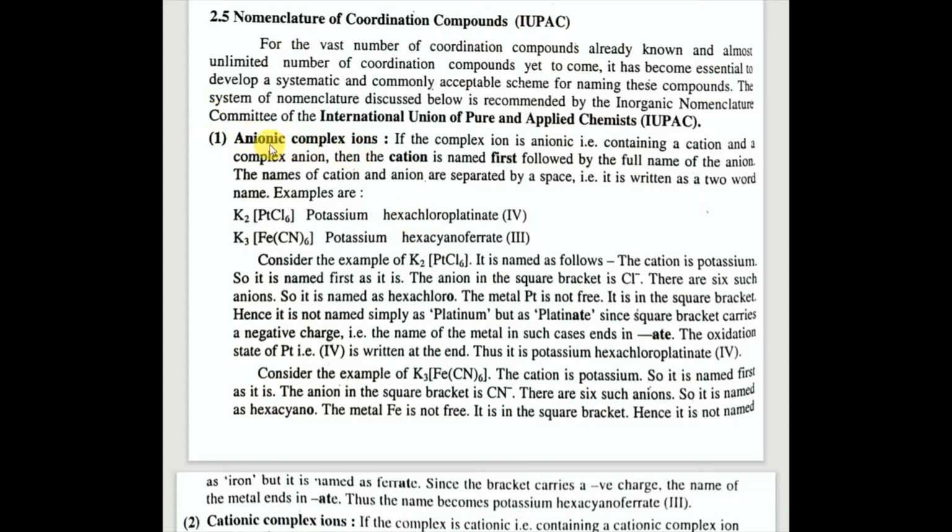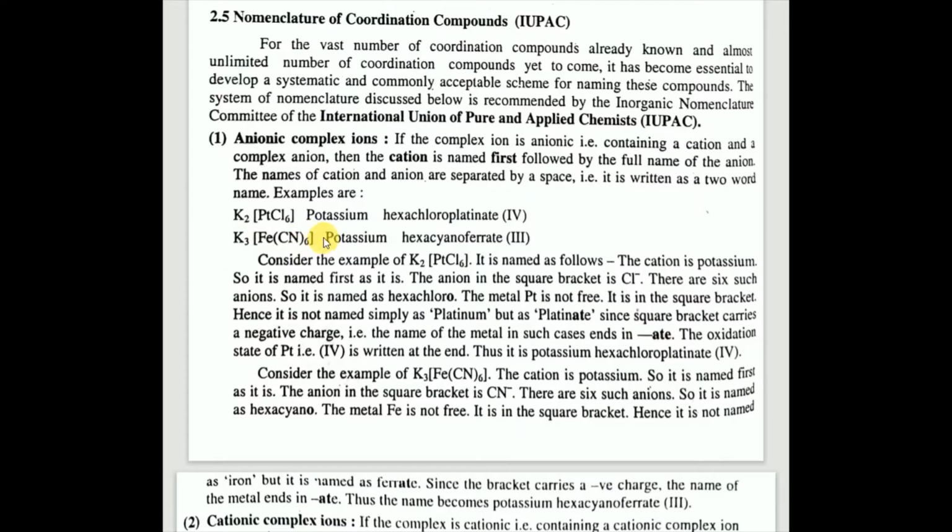So when there are complex anions, first we consider the name of the cation, then the full name of the anion, with a small space between the cation and anion names. Finally we write the oxidation number of the central metal ion in a small bracket with Roman numerals. So the second example is K3[Fe(CN)6].